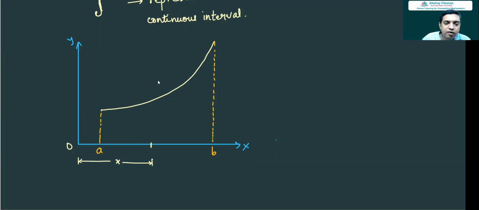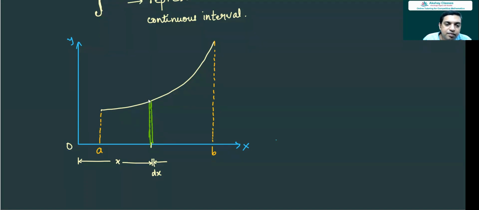Now I take a very fine differential strip, a very thin strip. It's a straight line. I'm carefully drawing it. So it's a small differential, very tiny, whose length is dx. It's a differential strip, so we can ignore that it is of a significant length.